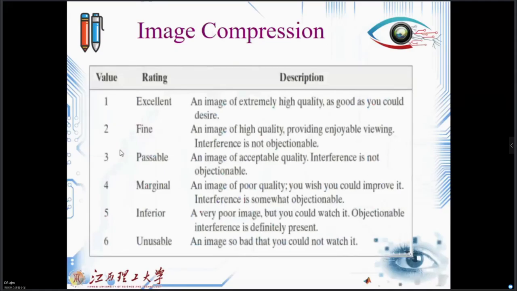In image compression, we have the rating system, in which if the value is 1, we have the excellent rating, which means an image of extremely high quality, as good as you could desire. Fine is an image of high quality, providing enjoyable viewing; interference is not objectionable. Passable is an image of acceptable quality; interference is not objectionable. Marginal is an image of poor quality; you wish you could improve it; interference is somewhat objectionable. Inferior is a very poor image, but you could watch it; objectionable interference is definitely present. Unusable is an image so bad that you could not watch it.